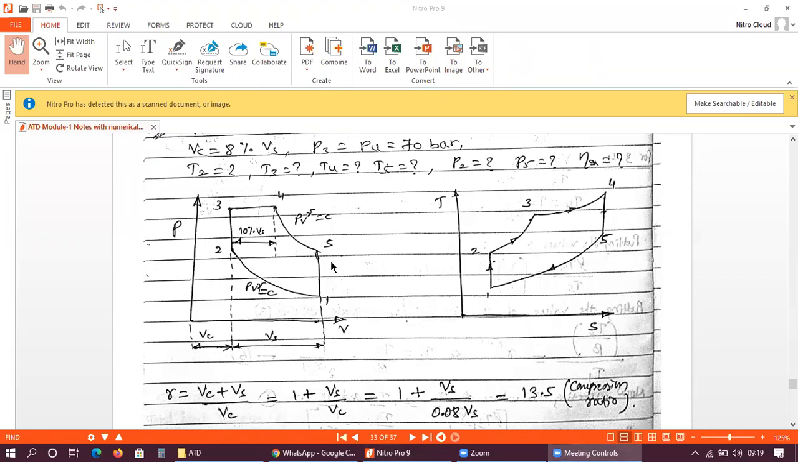So to understand this, you have to go through all the processes which I have given in the notes, how actually all these processes work.